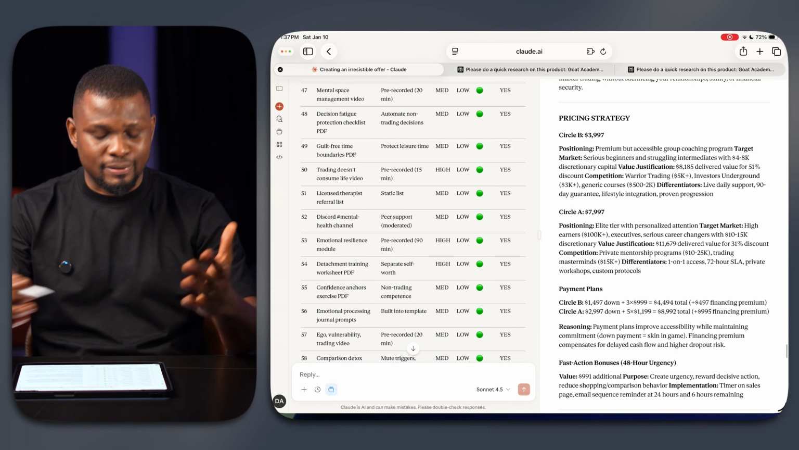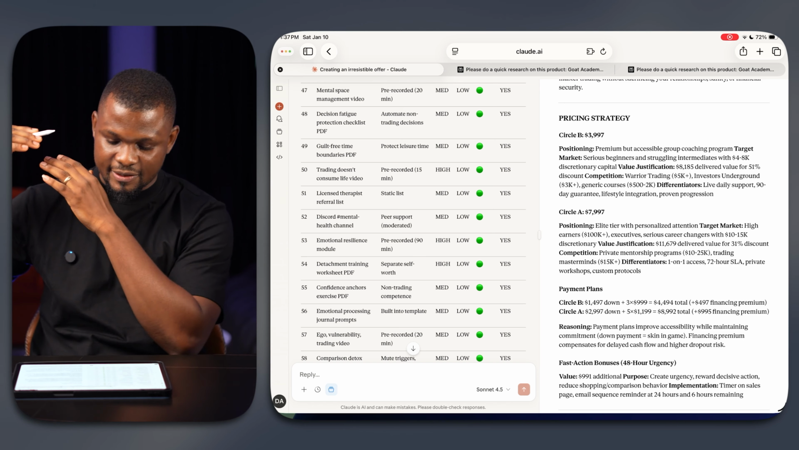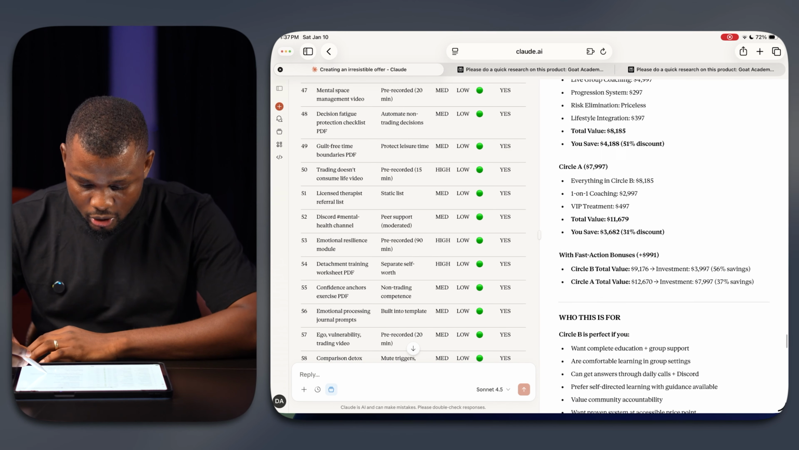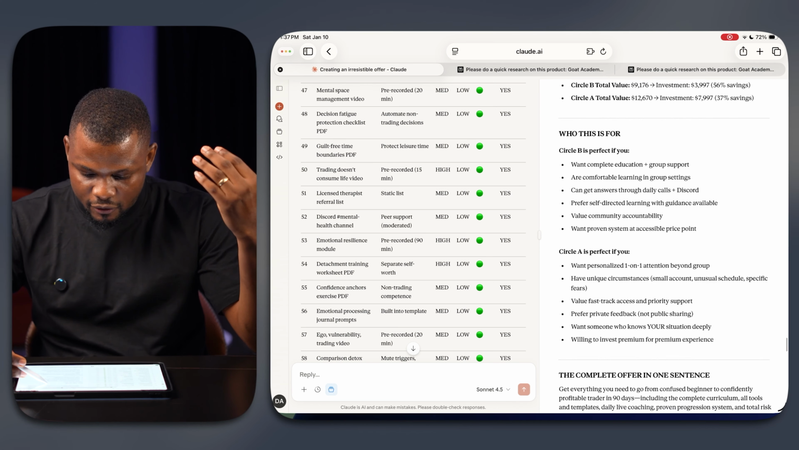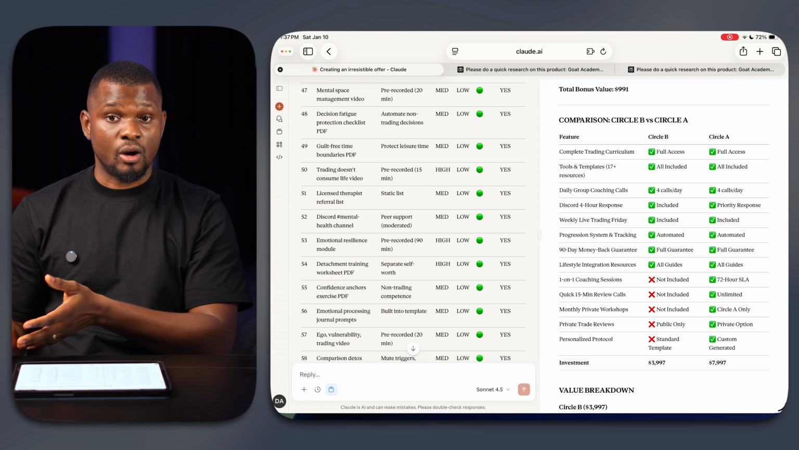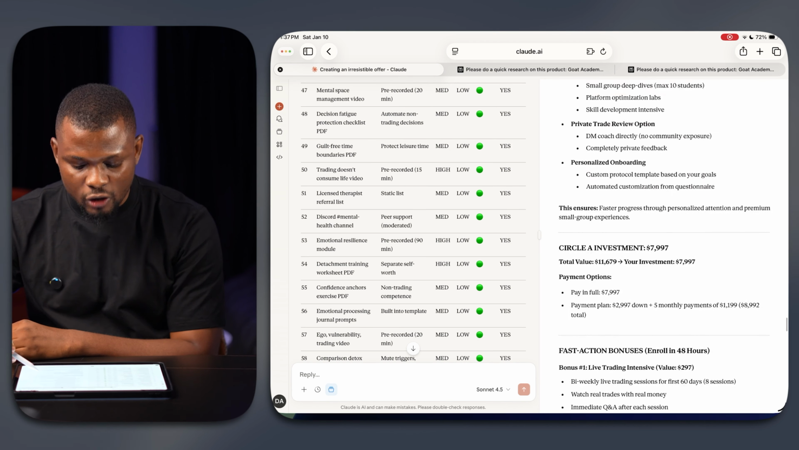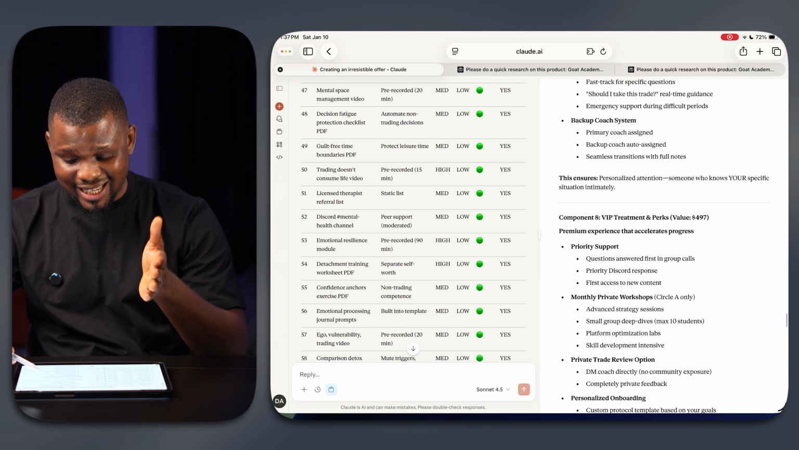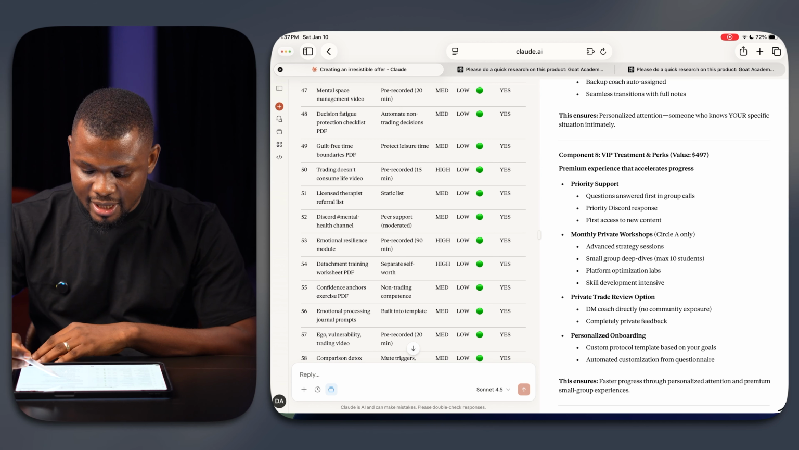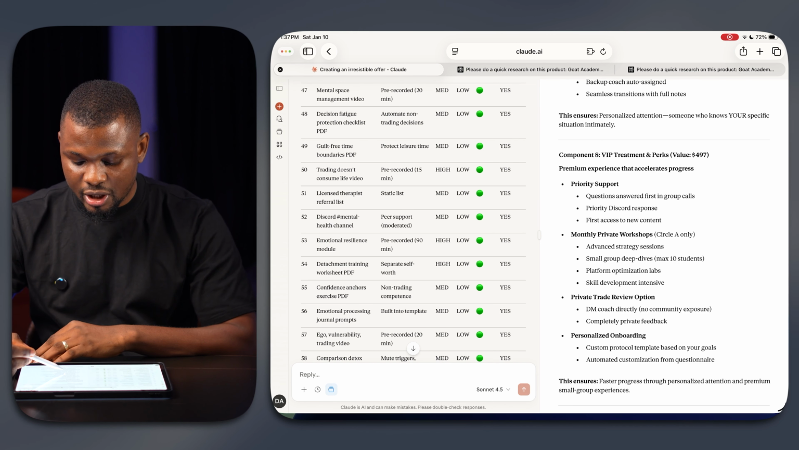We also have the pricing structure. What is the price for Circle B? The price for Circle A? And if there are any payment plans, the way you should go about it. It also gives you who this is perfect for, then gives you the breakdown for the value. Again, remember this table, where it goes over what could be offered to Circle B and what should be offered to Circle A. All of this detail is well organized. Even down here, I don't think we showed you this earlier: VIP treatment and perks. So priority support, monthly private workshop, private trade review options.